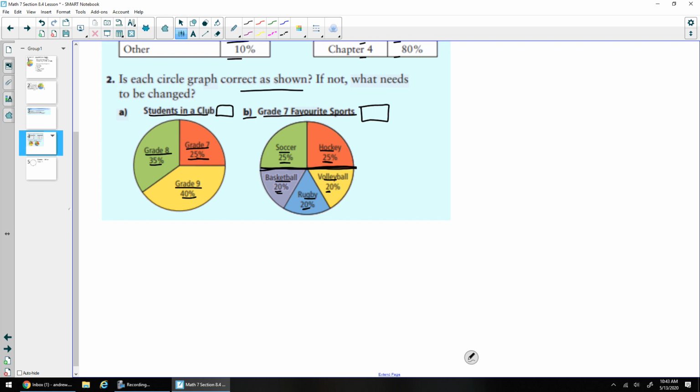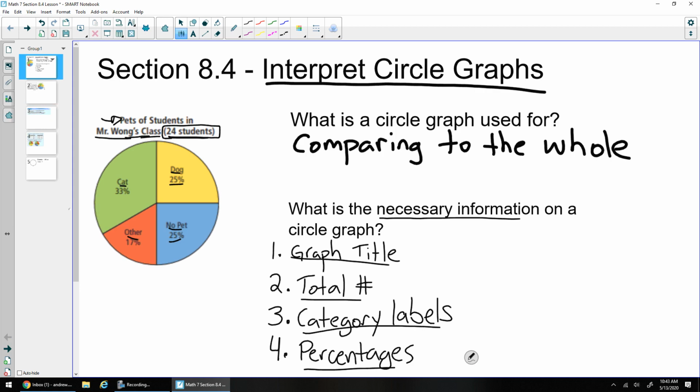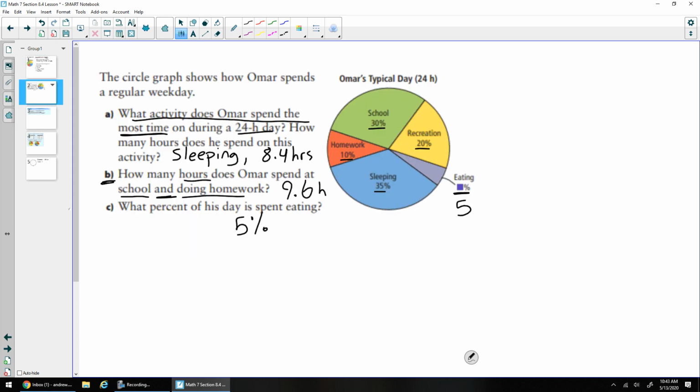Okay, so just looking at circle graphs, that's about all there is. Just review the key ideas, review what needs to be in the graph, and you definitely will need to either go back and remember, or just watch this a couple of times, finding percentages of a number. Like finding 20% of 24. Maybe pause for a second, see if you can find 20% of 24.